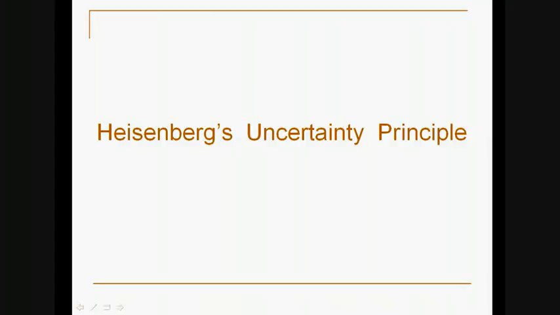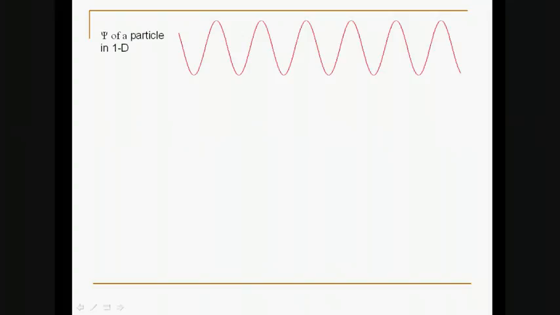Heisenberg's uncertainty principle. Probably most of us will remember from various science classes that every particle has a wave associated with it. So for a particle in one-dimensional space, for example, the wave function looks like the sinusoidal function that I have here.